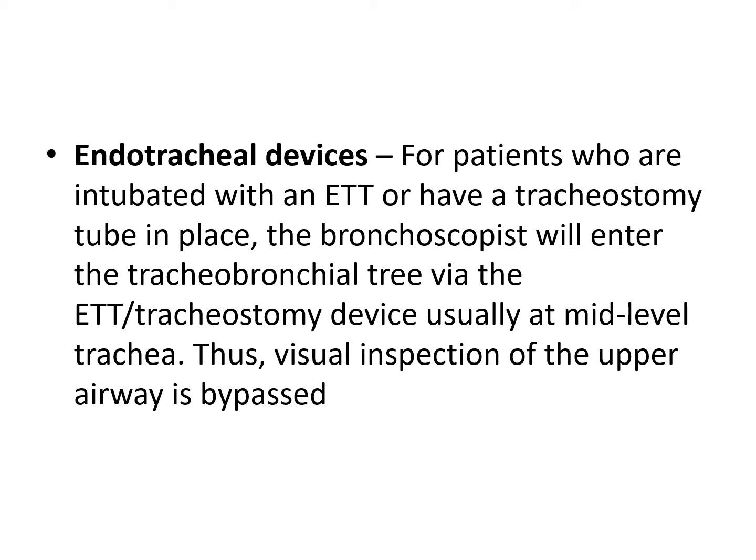And there may be some patients who have an endotracheal tube in place, or some patients may be on tracheostomy, and in them we may have to do bronchoscopy. So in such patients, the bronchoscope can be passed through the endotracheal tube or through the tracheostomy tube. So it will enter the airways at the level of the mid-trachea. Thus in these routes, it is not possible to inspect the vocal cords. This portion of the airway is bypassed.